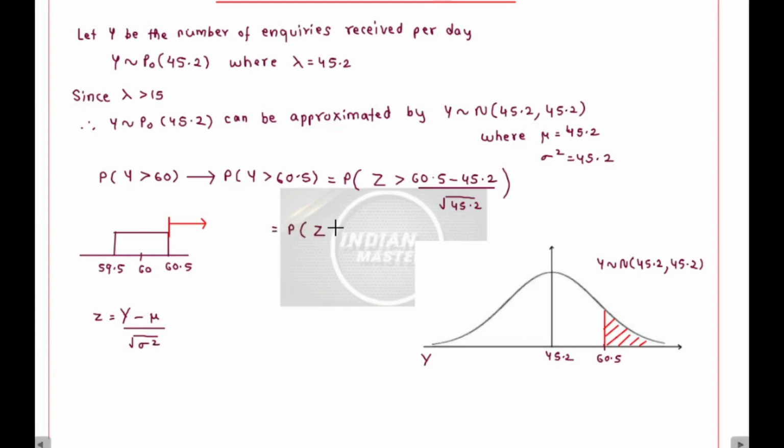I can say this is the probability of z greater than, if we use a calculator to find this value, 60.5 minus 45.2 upon the square root of 45.2. So what value do we get? We get 2.2757... But to use the normal distribution table, I need my z value correct up to 3 decimal places. So can I say that I have to find the probability of z greater than 2.276?